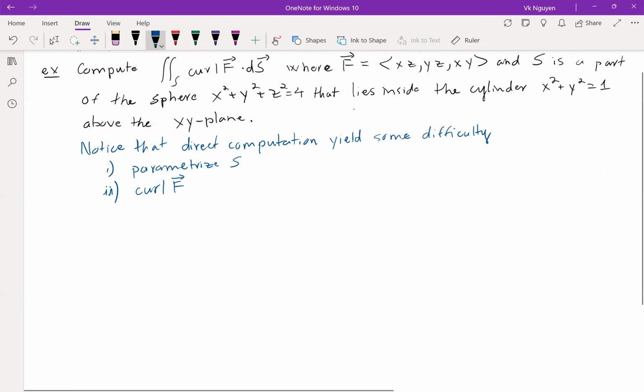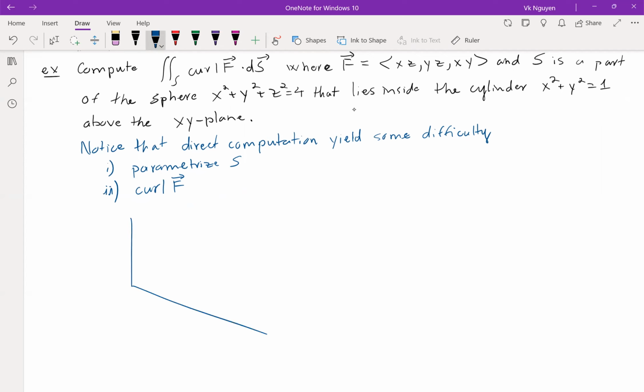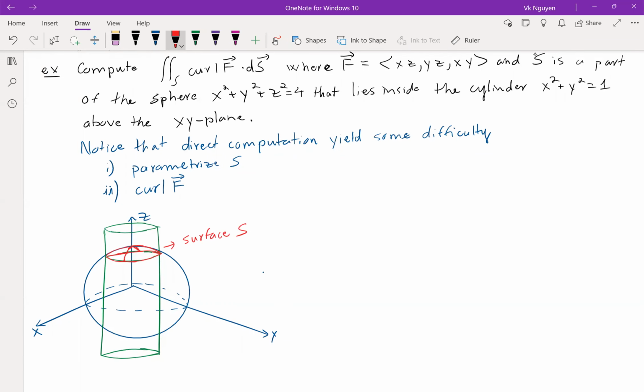I'm gonna draw out the surface here so you can see what is going on. Direct computation can be difficult because if you parameterize it, it's going to be spherical coordinates, and the dot product is going to be terrible. So what we're going to do here is use Stokes' theorem.